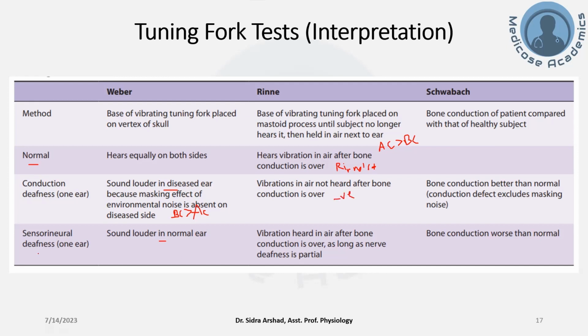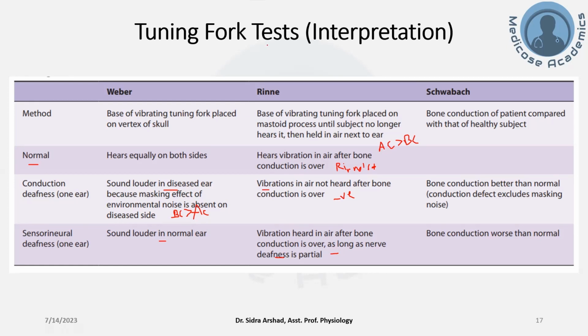In sensorineural deafness, the vibration is heard in air after bone conduction is over, as long as the nerve deafness is partial. The person will be able to hear some sound when the tuning fork is held next to the ear after the bone conduction is over. So this is going to indicate that there is sensorineural deafness.